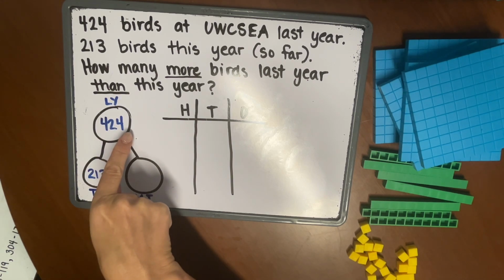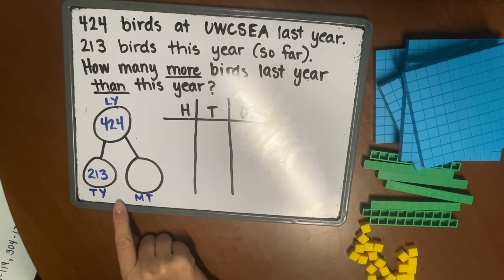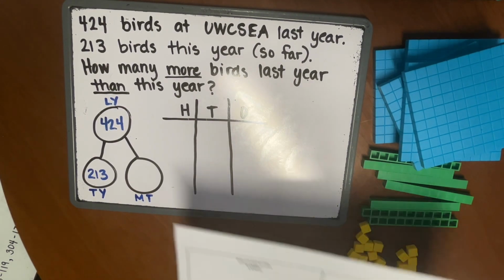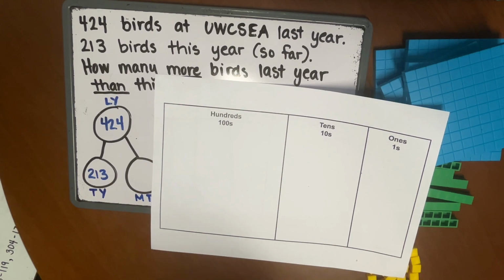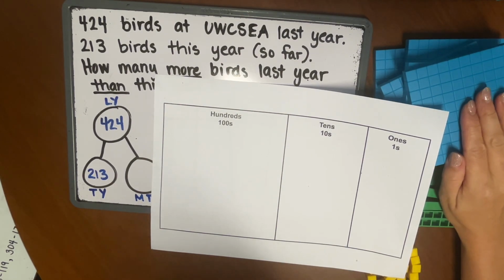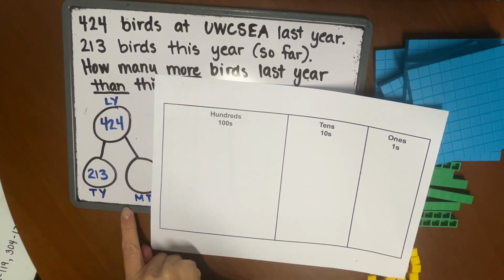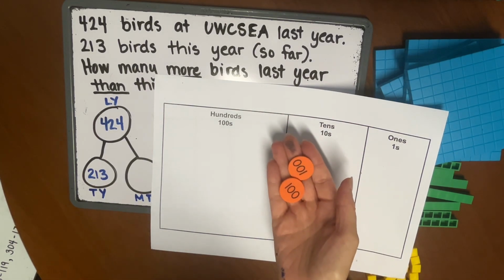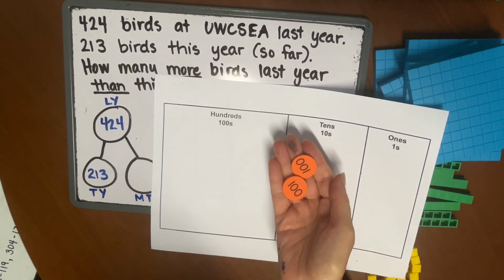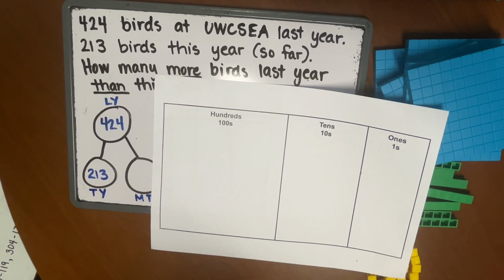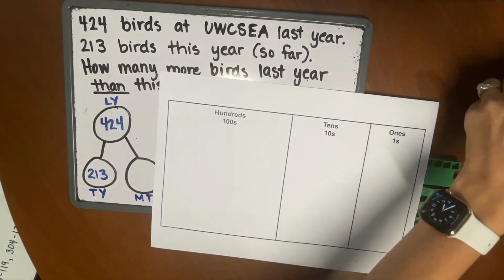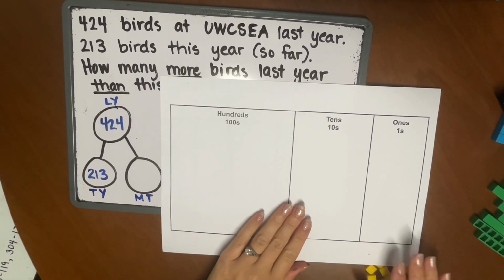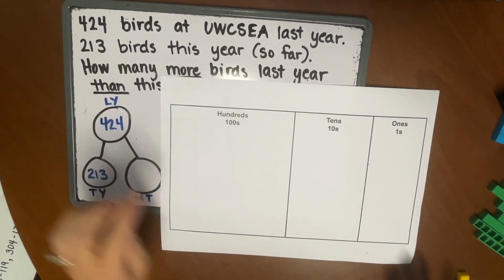424 birds. Go ahead and use your place value chart and your base 10 blocks to build this problem. Once you've done that, try your place value discs to check to see if you got the same answer. Pause the video now and build it with both. Okay, let's see how you did. This one was a little trickier.